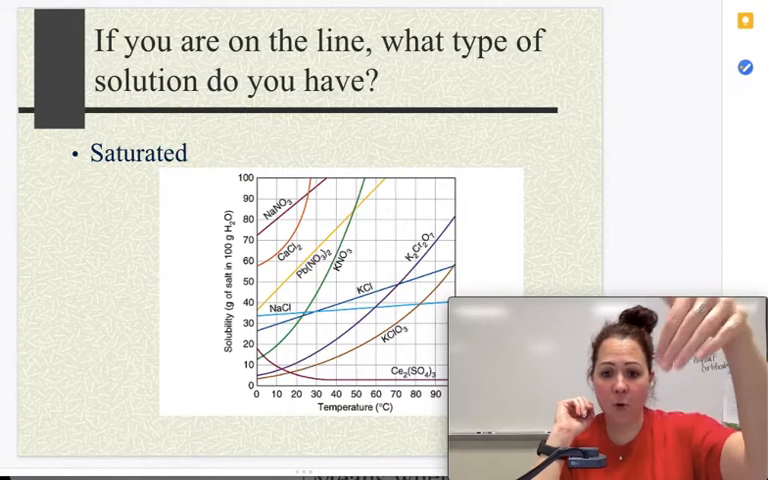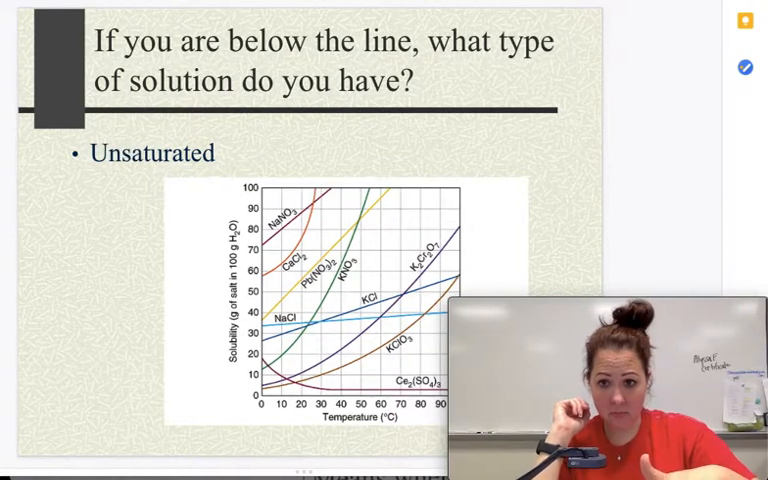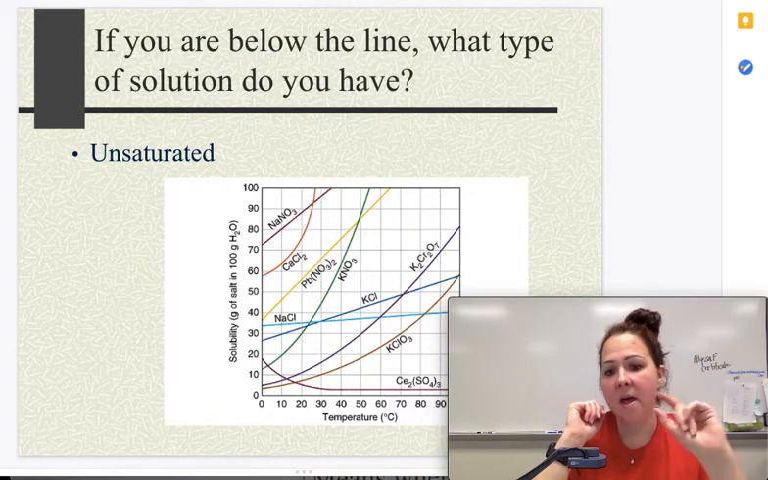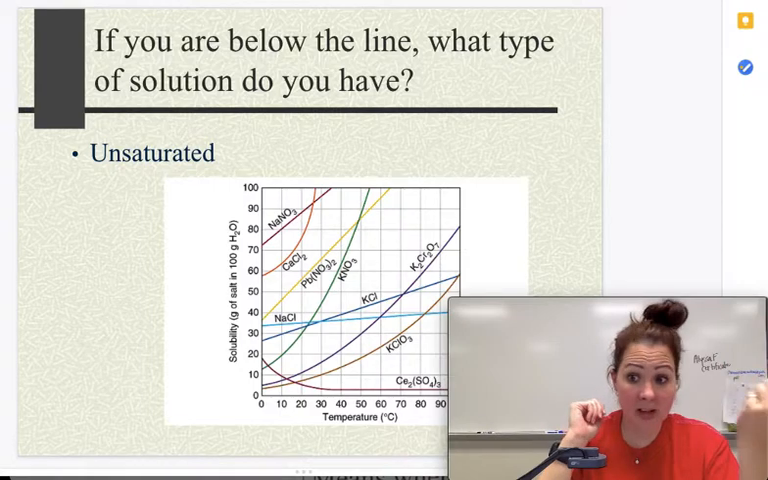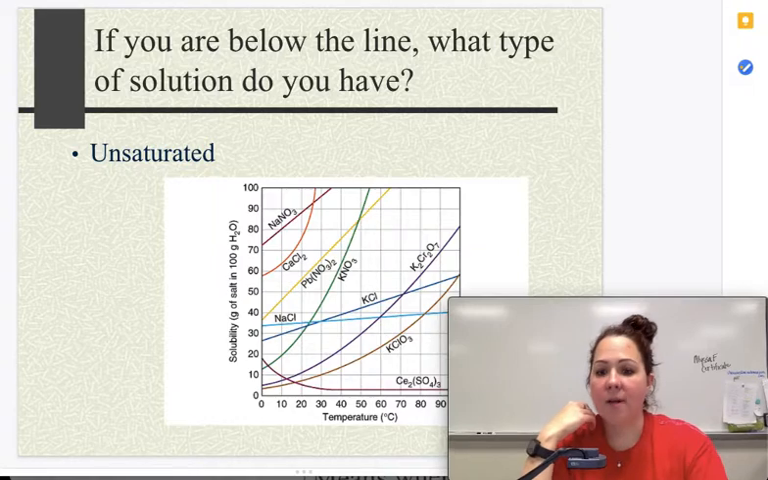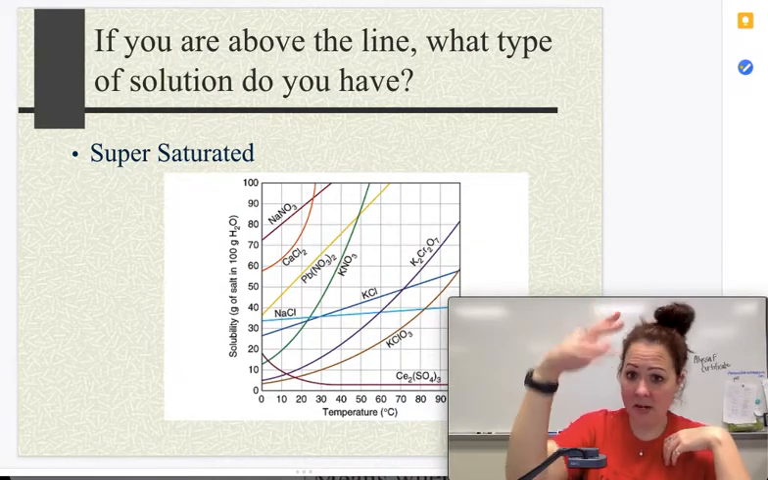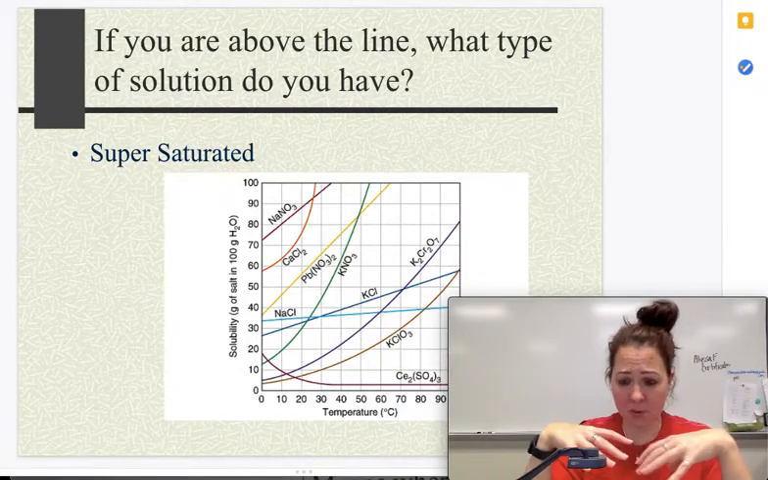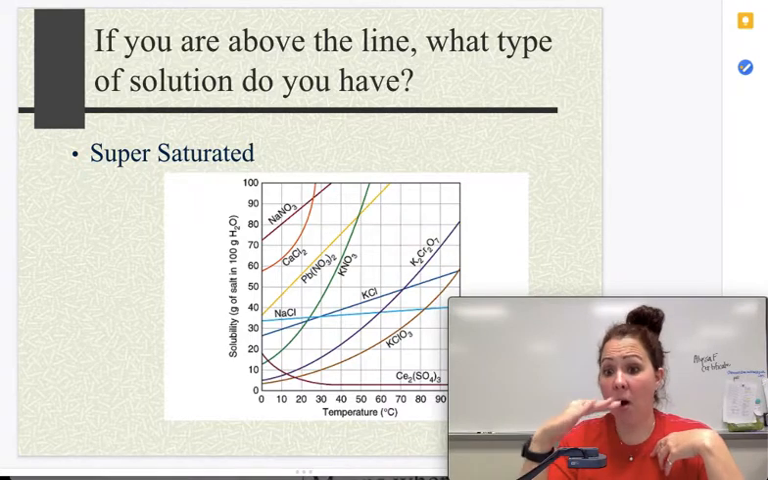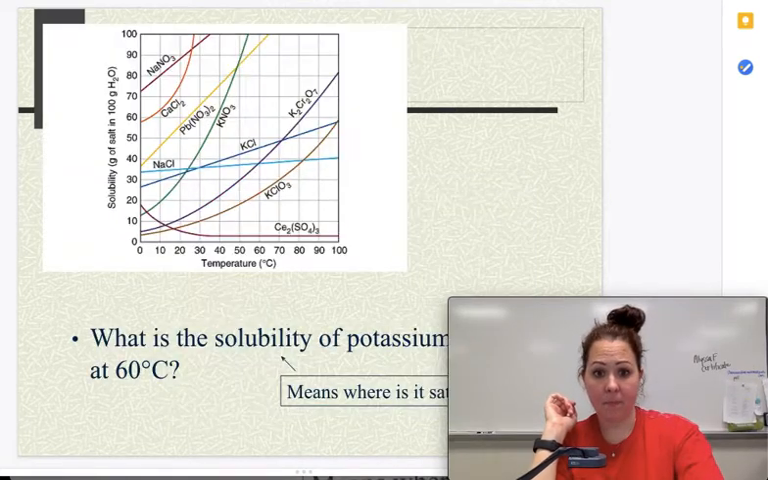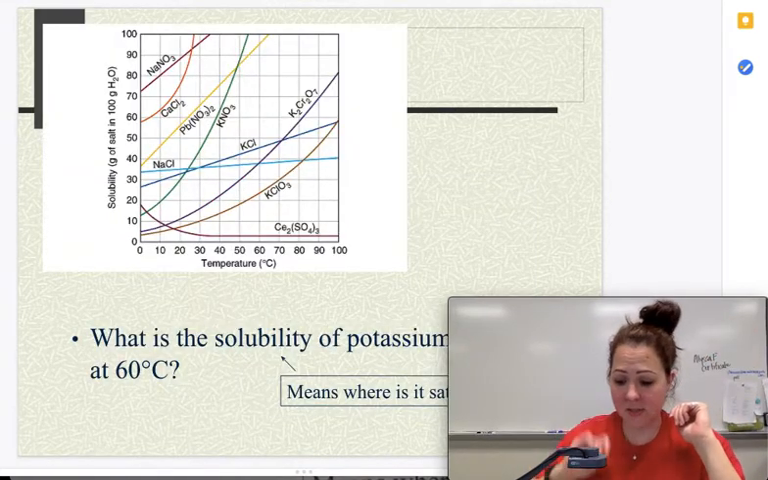If you are below the line, you're unsaturated. That means you can add more to get to that point, and it can ask you things like how many more grams have to be added to make a saturated solution. You can actually figure that out. Anything above the line is supersaturated. That means they've heated it up, added more crystals, and cooled it back down, so now it's supersaturated. So on the line is saturated, below the line is unsaturated, above the line is supersaturated. These are the types of questions you're going to see.